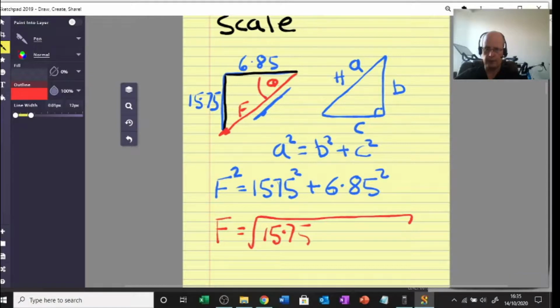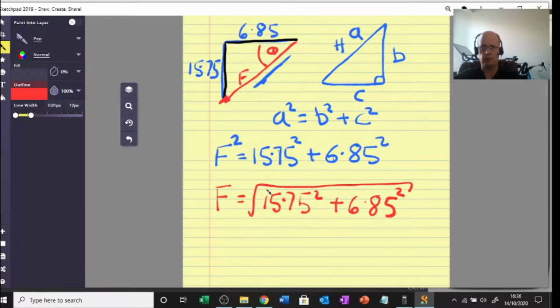15.75 squared plus 6.855 squared. The opposite of a square is the square root, so I square root all of that. That's going to give me F, the size of my force.